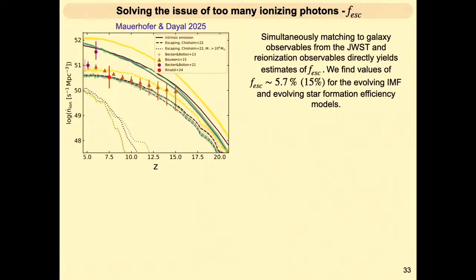Now you can play a really simple game. You can say, how many photons should escape for me to be able to match all of these reionization observables? So the electron scattering optical depth and the history of reionization. And you find something like 6% of ionizing photons should escape. This is just a fudge factor at this point because it is independent of mass and independent of redshift. You're just scaling the total number of ionizing photons by some escape fraction. If you do this, it brings the total number of ionizing photons now emerging into the IGM down to the yellow line, which you can see is matching all of the observables that we have. Those are the data points that you see.